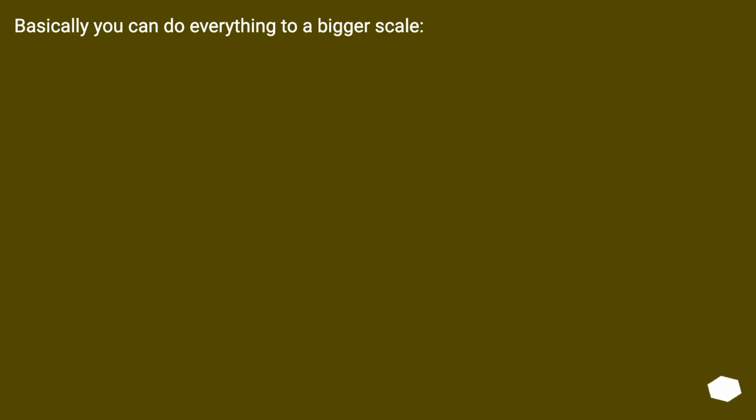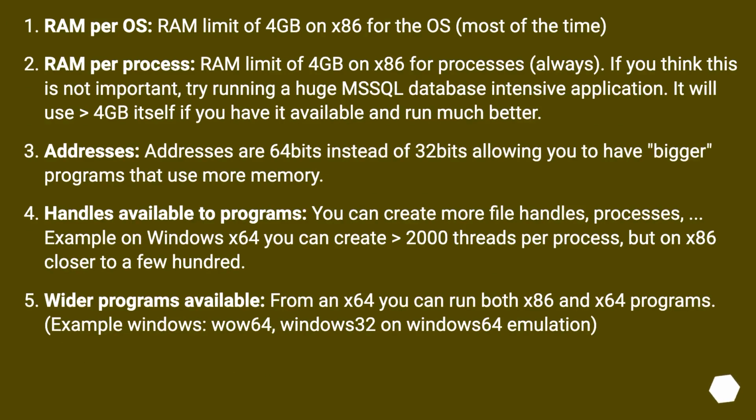Basically, you can do everything to a bigger scale. RAM per OS. RAM limit of 4 GB on x86 for the OS, most of the time. RAM per process. RAM limit of 4 GB on x86 for processes, always. If you think this is not important, try running a huge MS SQL database intensive application. It will use up to 4 GB itself if you have it available and run much better.